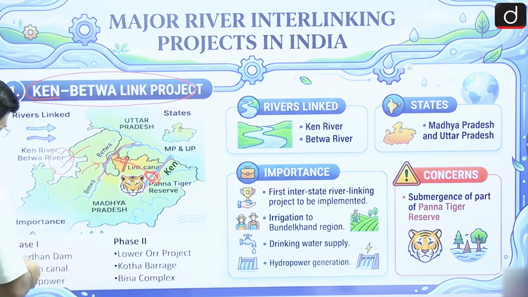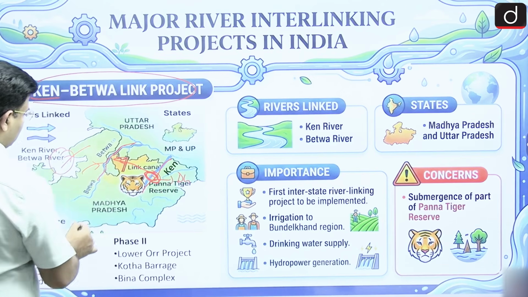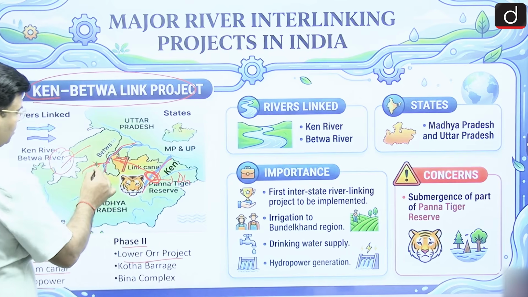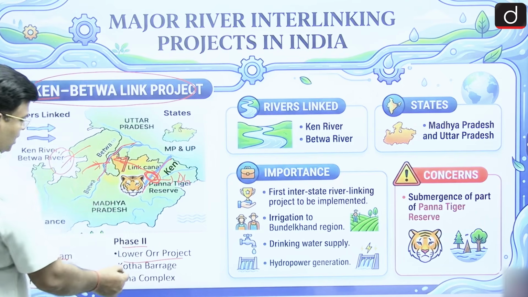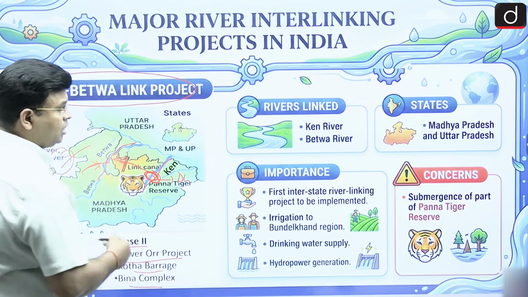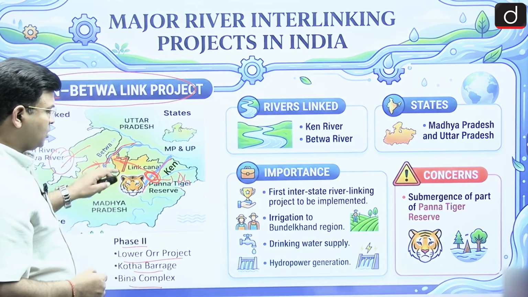In this 221 kilometer canal, hydropower is also made at the dam, and then it connects onward. Another one, in phase 2, is the Or project. Or is a tributary of Betwa, giving more water to the Betwa. And the Kota barrage is coming from another river in the Kota district, and then the Bina complex. So here you can say it is the Ken-Betwa link.